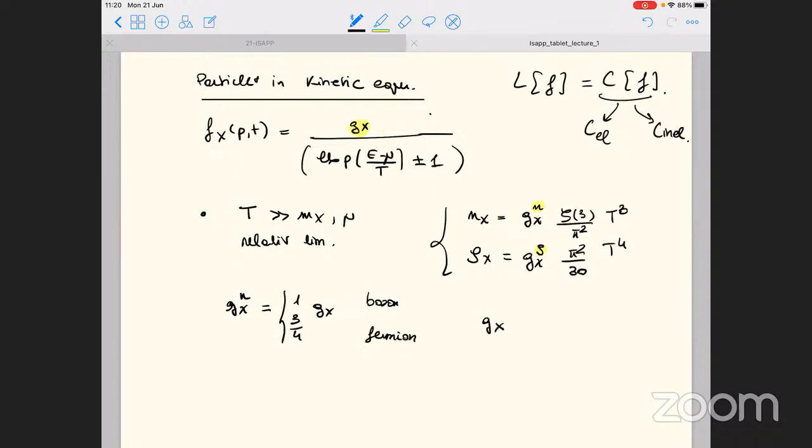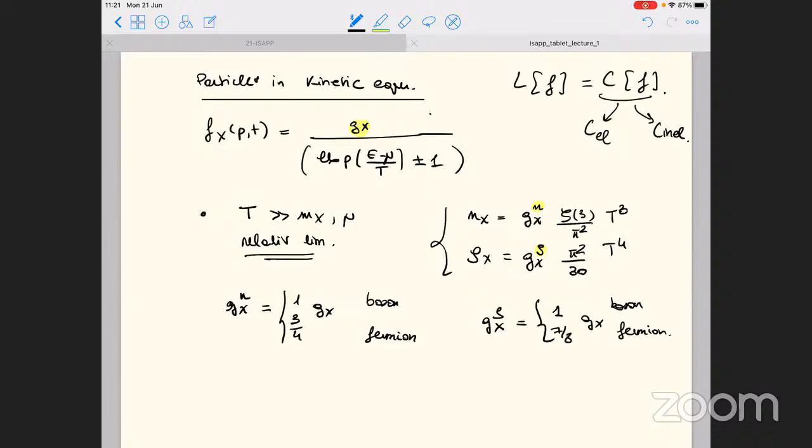In the case of g_chi rho, the prefactors are just a little bit different: it's 1 for a boson and 7/8 for a fermion. Please go ahead and integrate the distribution function yourself, and you will recover these small factors in front of the temperature cubed or the temperature to the power 4. So this is the relativistic limit.